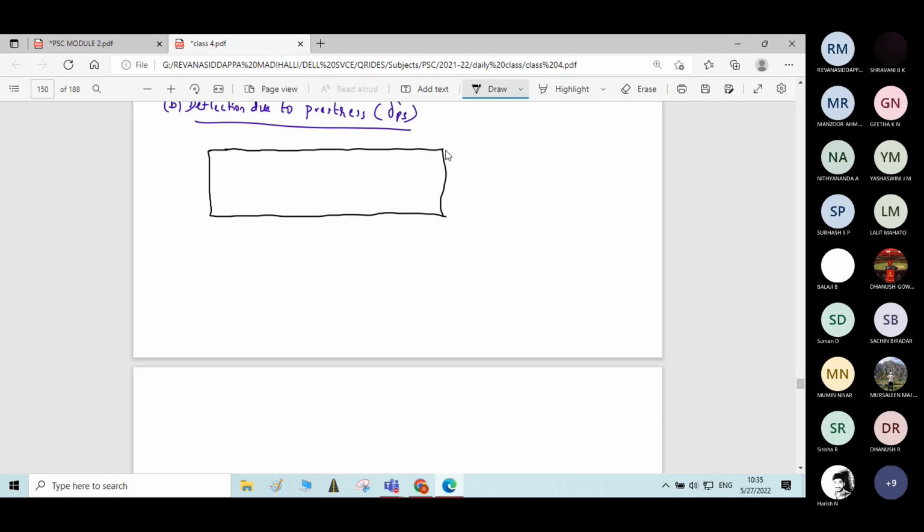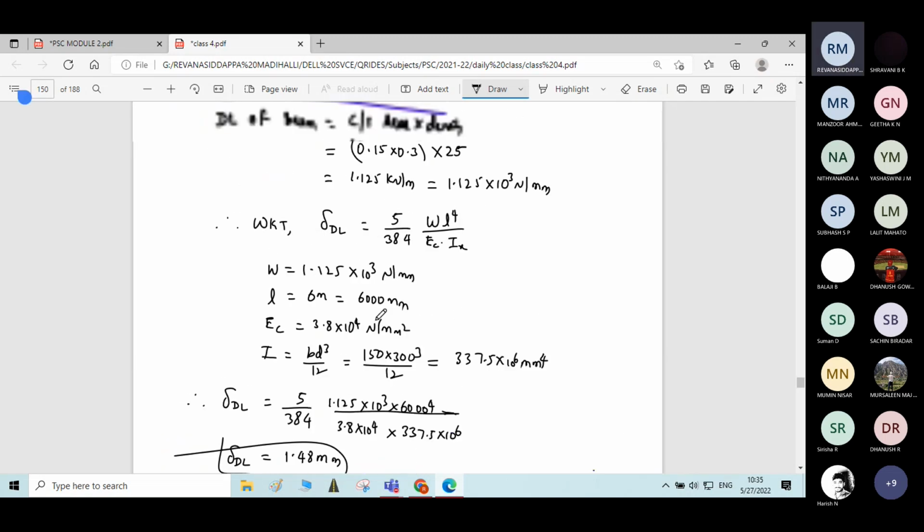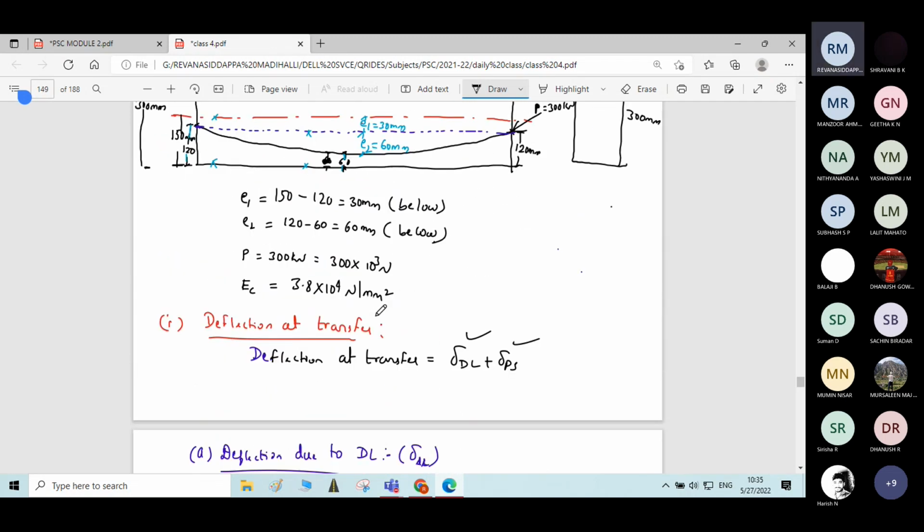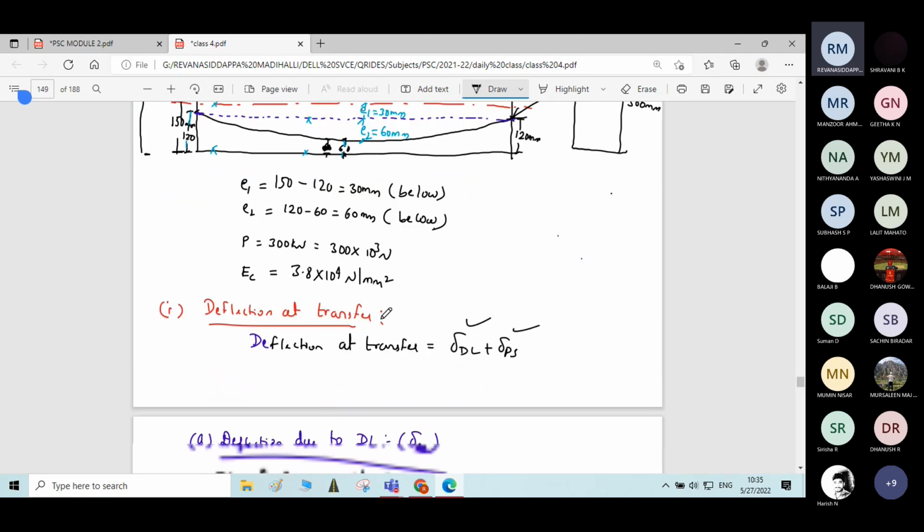Here it is P into E1. Here it is P into E1 plus E2. Okay, pre-stressing force, how much it is given? Pre-stressing force is 300 into 10 power 3 Newton, and E1 is 30, E2 is 60.